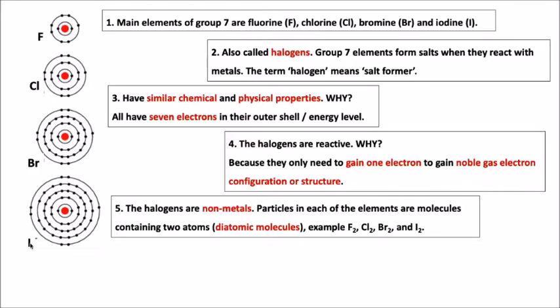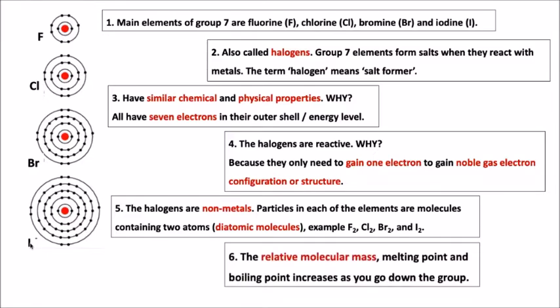Example is F2, Cl2, Br2, and I2. Remember that the 2 in there is a subscript. Don't write this as a big 2 in front of the symbol of the element. It should be a subscript after the symbol of the element.